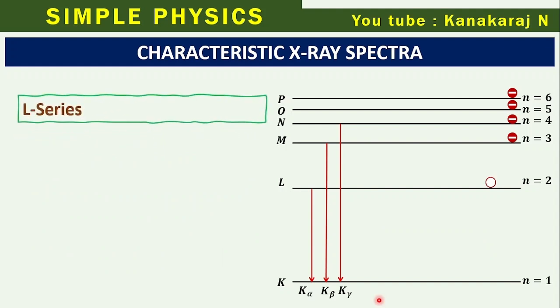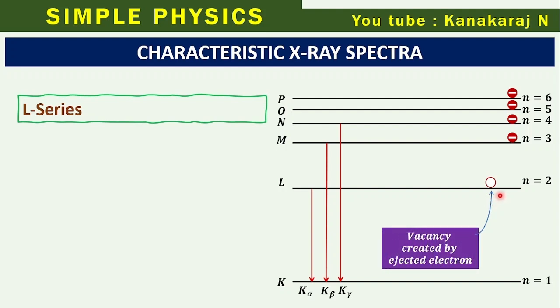L series. A vacancy of an electron is created in the L shell. Now, an electron from the M shell jumps down to the L shell to fill this vacancy, creating an L alpha line. Then an electron from the N shell jumps down to fill the vacancy in the L shell, producing an L beta line. Similarly, an electron from the O shell jumps down to the L shell, producing an L gamma line.